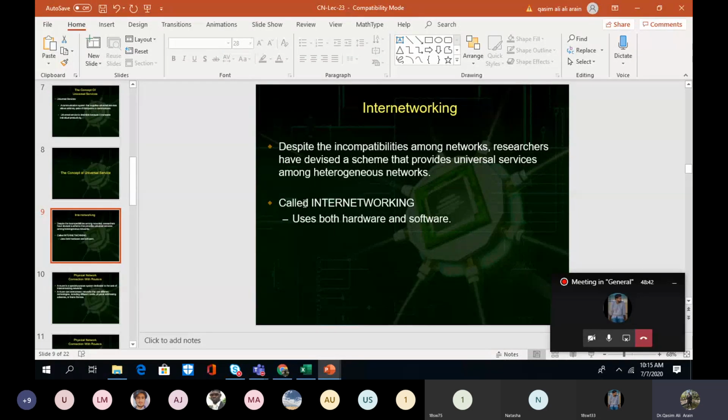I have given you the example in the previous few slides, that a network might be using ATM technology, another one is using frame relay, another is using Ethernet. Now these are different types of heterogeneous networks. ठीक है, इनको हम कहेंगे कि ये heterogeneous network हैं, they are not a homogeneous network. So that is what you can call internetworking. Use both hardware and software. When communication is maintained among heterogeneous networks, that sort of networking is called internetworking, right? They might be using both hardware and software together.